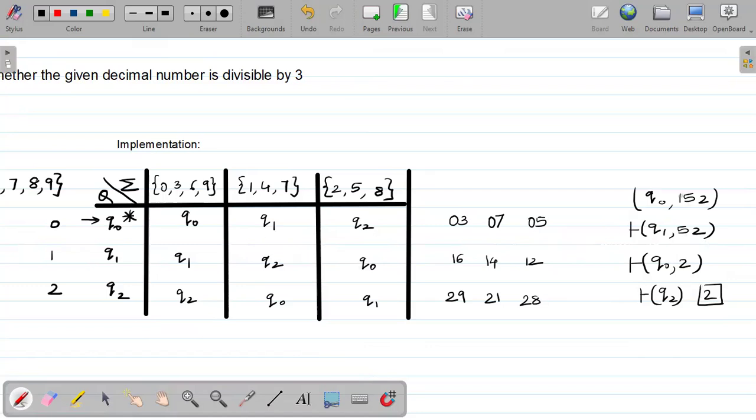So this indicates that the remainder is 2 and the number is not completely divisible. If you divide this number by 3 also, you'll understand. 3 fives are 15. 2, it is not divisible. So the remainder is 2. This is how you can verify whether the transition function and diagram are correct or not. I hope it is clear.